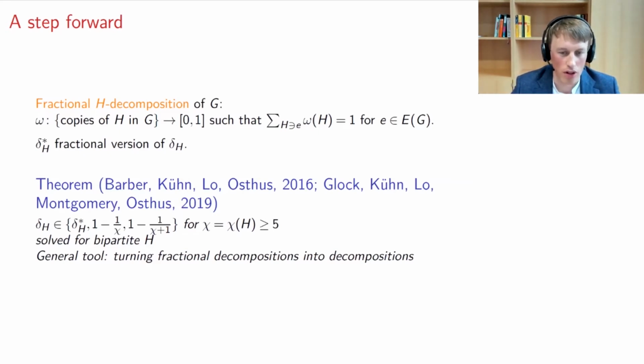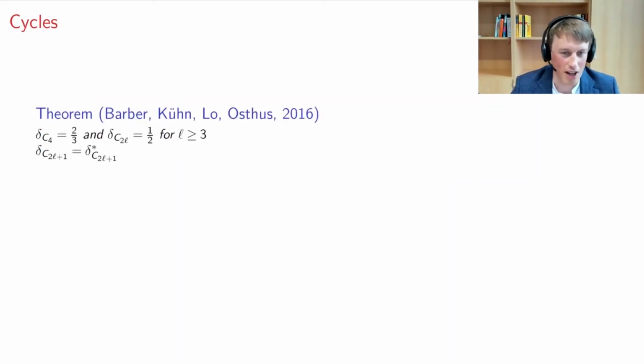So again, for bipartite graphs, we know it. For chromatic number at least 5, we also know quite a lot. So what about chromatic number 3 and 4? Let's start with 3 first. If you look at graphs of chromatic number 3, let's start with odd cycles. So what about cycles? As the talk is anyway about cycles, this is a good point to look at cycles.